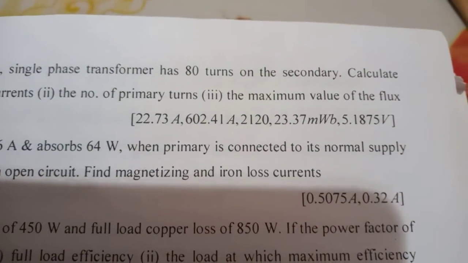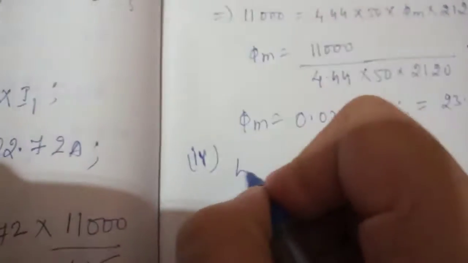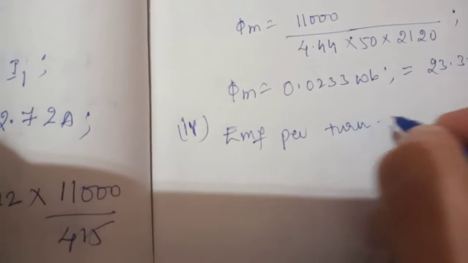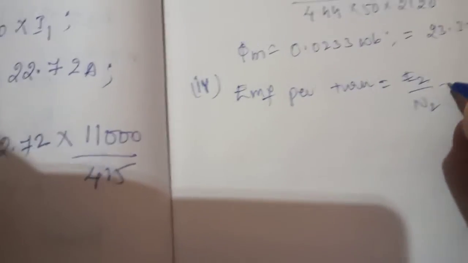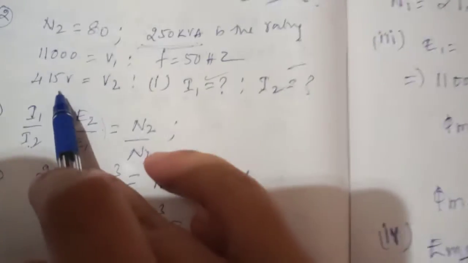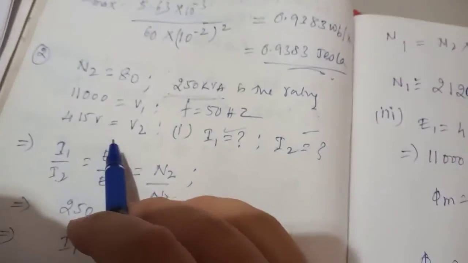Okay, the last bit of the problem is to calculate the EMF induced per turn. EMF per turn is equal to E2 divided by N2. E2 is 415 volts. So 415 divided by the number of turns in the secondary.